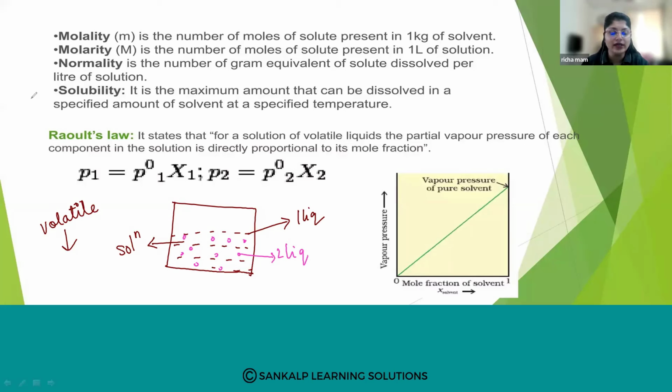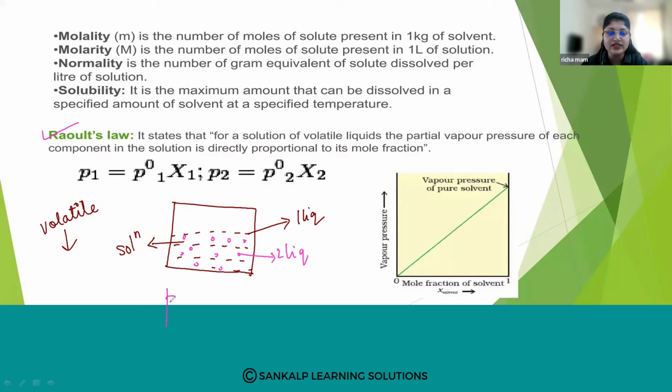Now, for any volatile substance, what is Raoult's law? For any volatile substance, the partial vapor pressure exerted by the vapor on the surface of the solution is directly proportional to its mole fraction in the solution. This is your Raoult's law.